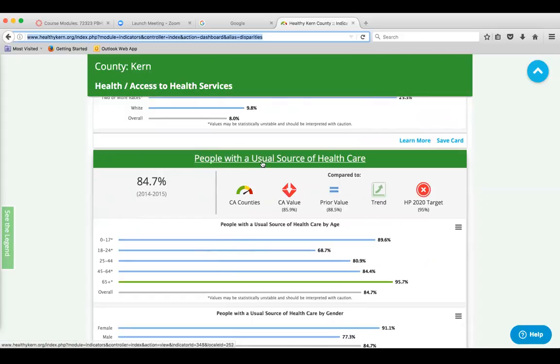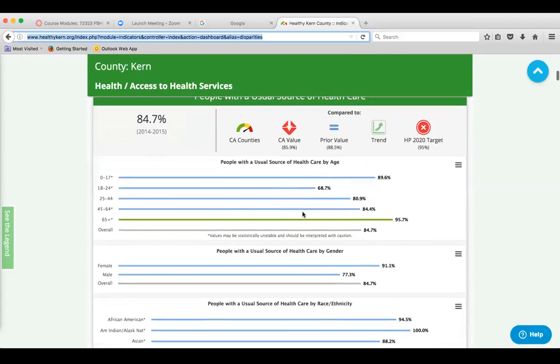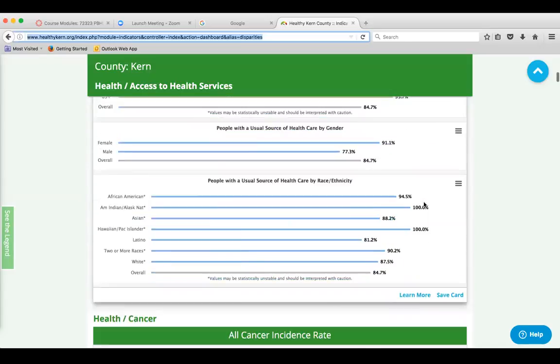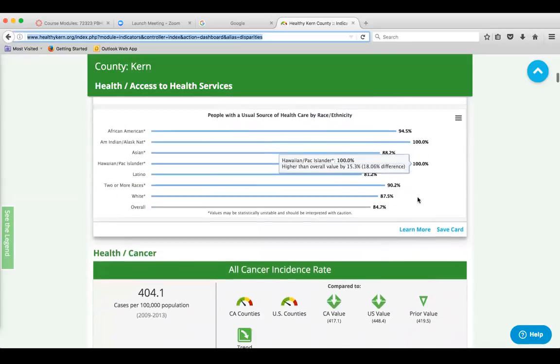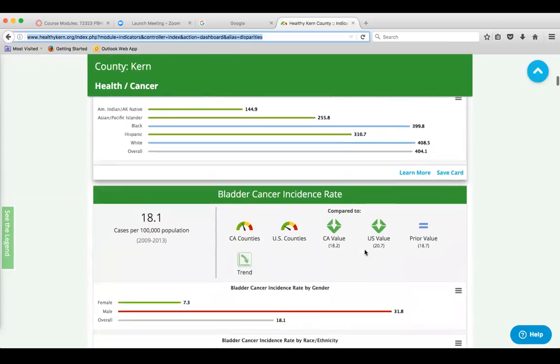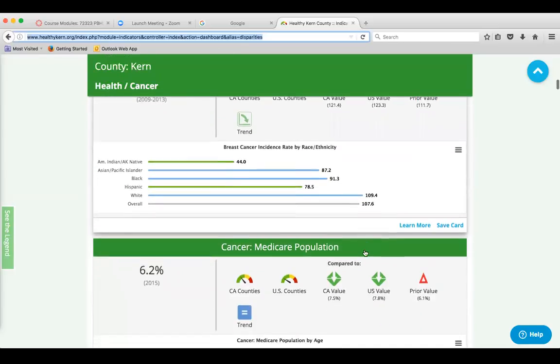People with a usual source of health care. So what this is showing is that we have very limited access to health care in our county, 84%. So that means there's a significant percentage of people who are not. And look at this, I love how they break it down here so you could see who's getting access. And it looks like the 18 to 24-year-olds don't have a good source of health care. So you can see it by race and ethnicity too. So you get the idea. You can go through this and you can see our disparities.